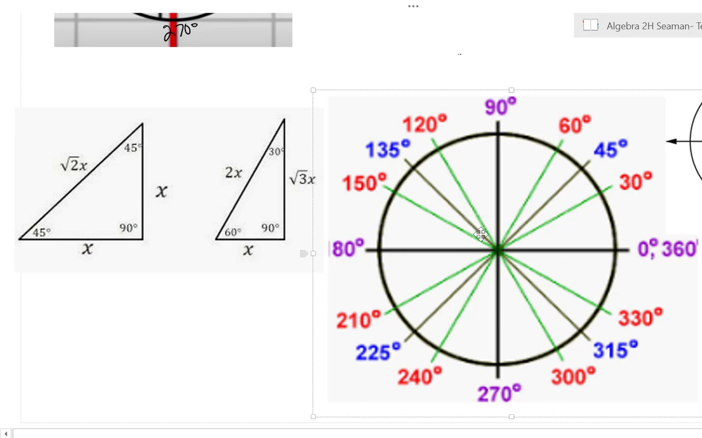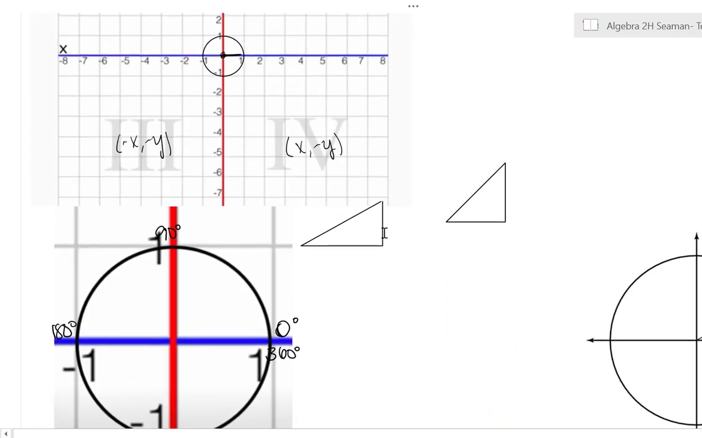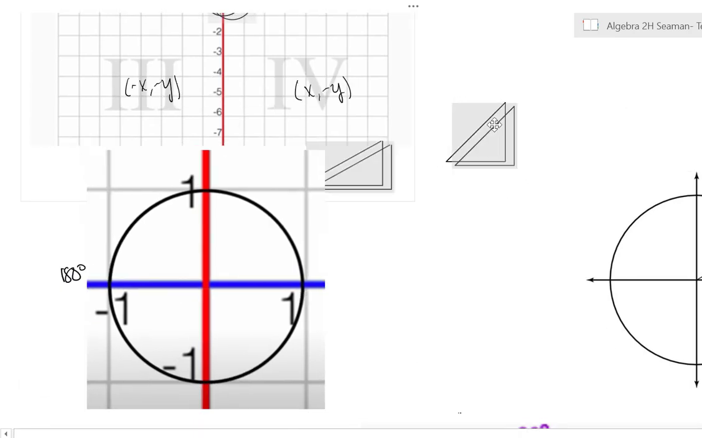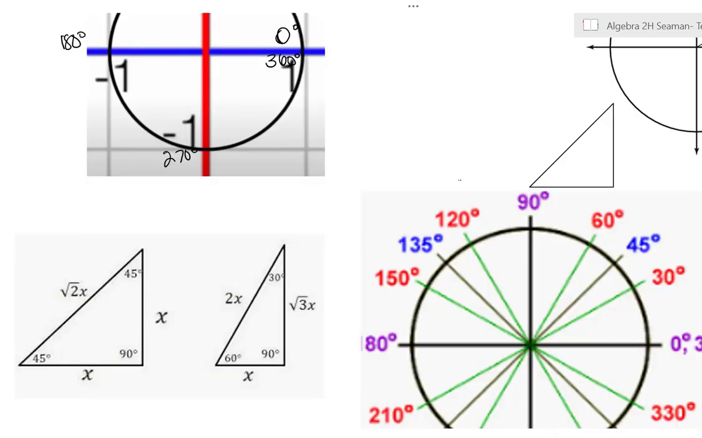Now, when I'm using reference triangles in the unit circle, we are going to use these. What I want you to know is that we have a few of those reference triangles. Here's my 45, 45. And what these do is your reference triangles should fit pretty nicely into your angles. So for example, here's my 45, 45. It's just a little bit scaled down. And you see that it fits right here.